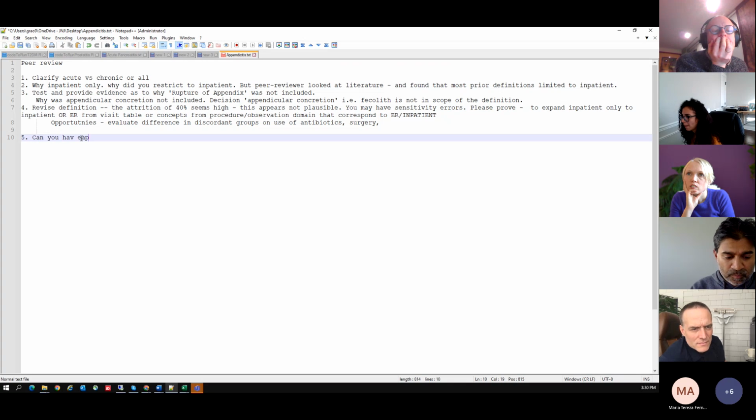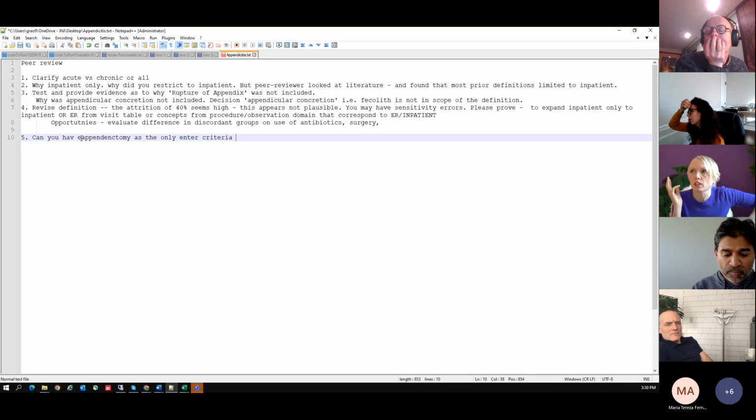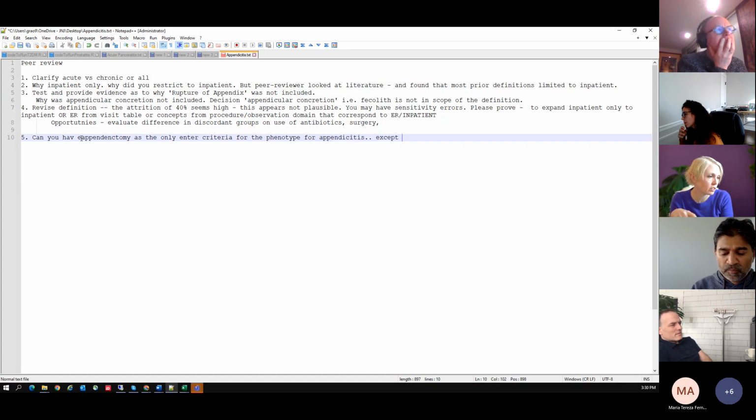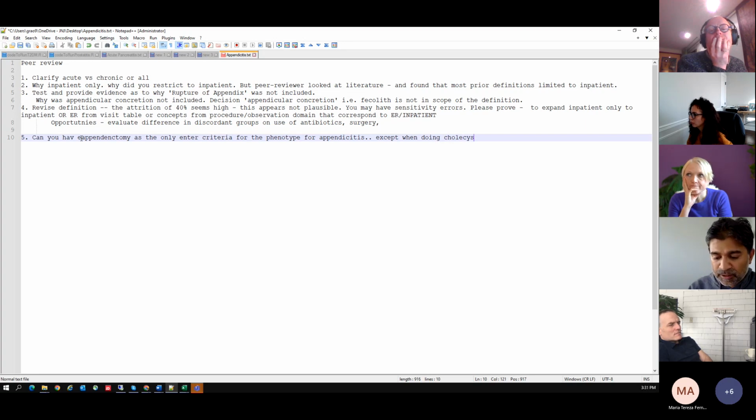No, I agree. But you can occasionally have your appendix removed because someone's already in there doing something. True. Yeah, like incidental during a hemicolectomy or something. Yeah, the classic example is cholecystectomy, why not just remove the appendix? Something like that. That's true.